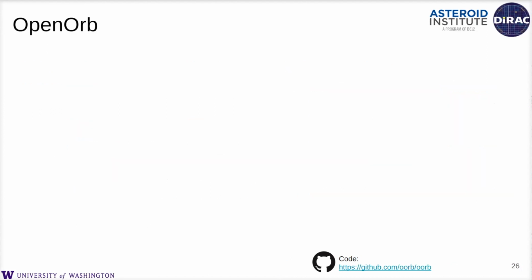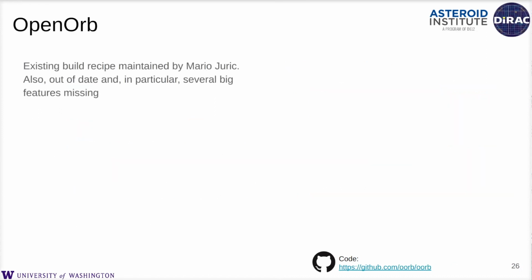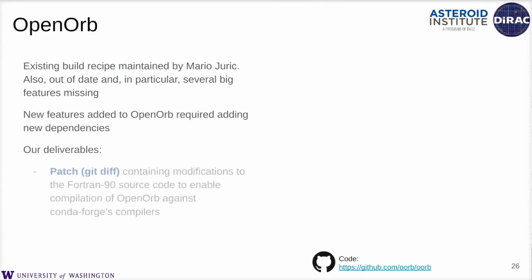Okay, and that leaves OpenOrb. Again, our starting position here was provided to us by Professor Mario Jurich. And this really goes to show that there are a few people who work on these problems, and Mario is one of them. The issue here is that, again, things were out of date, and we had wanted to get some more features incorporated. When you incorporate more features, that means you're adding new dependencies to the actual build recipe, which overcomplicates things again. And as before, our deliverables were another Git patch, this time written in Fortran, to actually get the code to compile against Conda Forge's compilers.